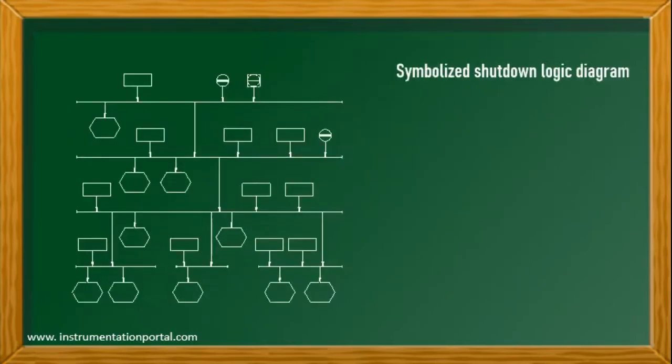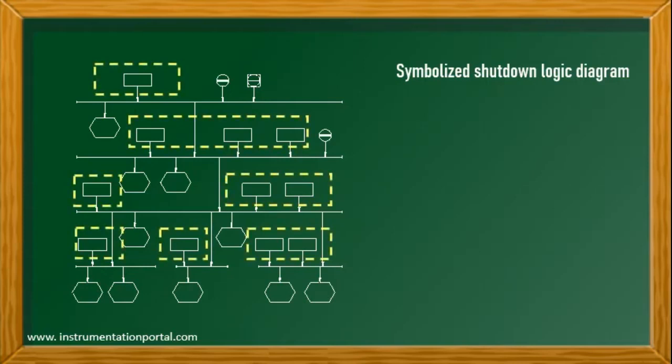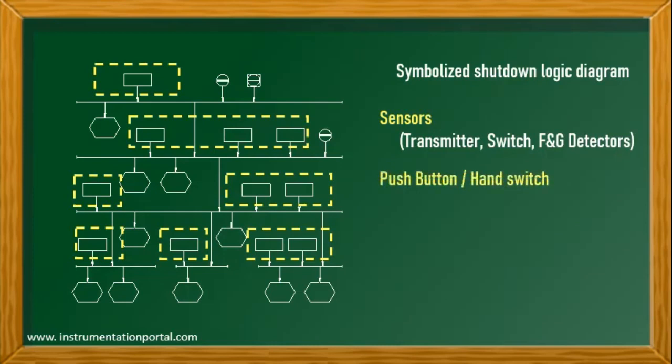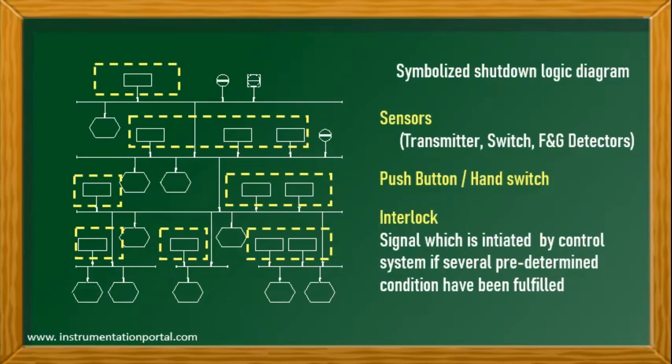This is a simplified shutdown logic diagram. It looks like a tree diagram. The rectangle is a symbol for the input or a predetermined condition that is considered to be unsafe. This could be sensors, such as transmitters, switches, or fire and gas detectors that detect abnormal conditions; push button or hand switch; interlock or logic input from the system. This is a signal which is initiated by the control system if several predetermined conditions have been fulfilled.